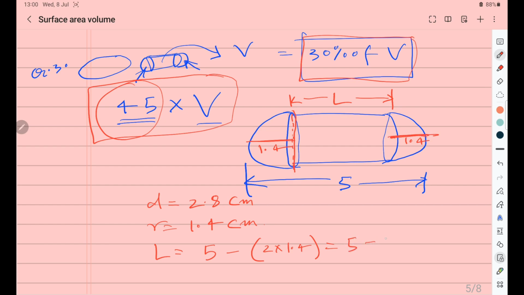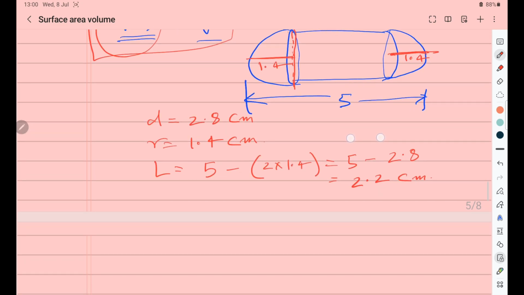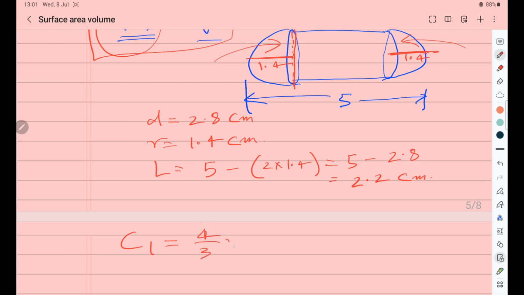So the length of the cylinder will be 5 minus 2.8. That is around how much? 2.2 centimeter. Okay, that is the length. Now it's very easy. To find the volume, we know that this is one hemisphere, this is another hemisphere. So in total, we will have one full sphere whose volume is 4 by 3 pi r to the power 3.